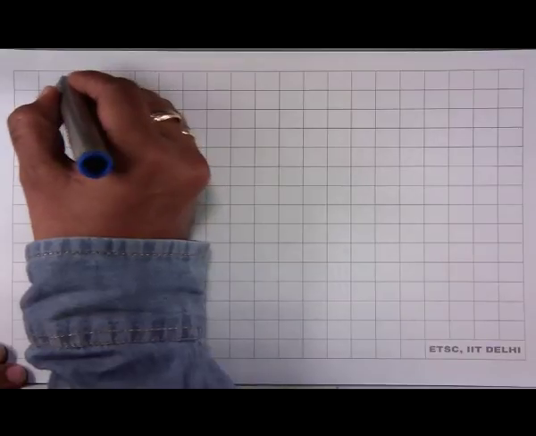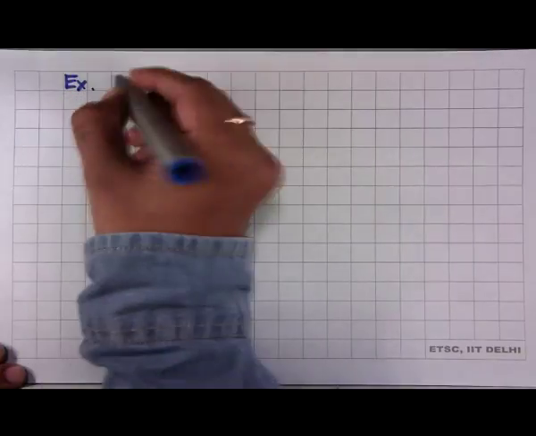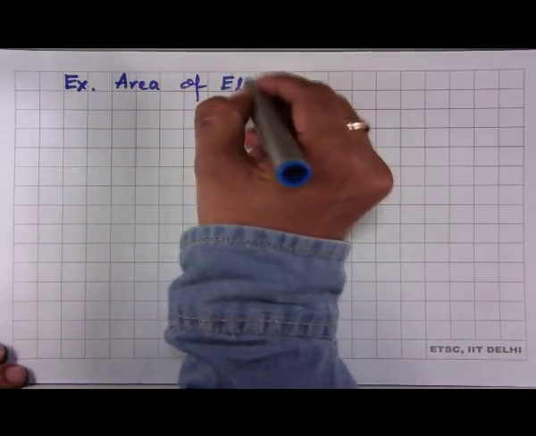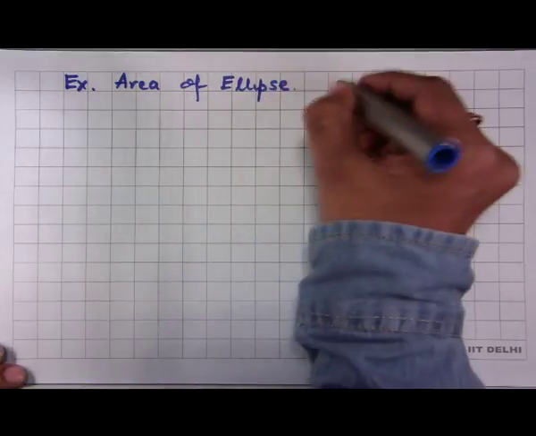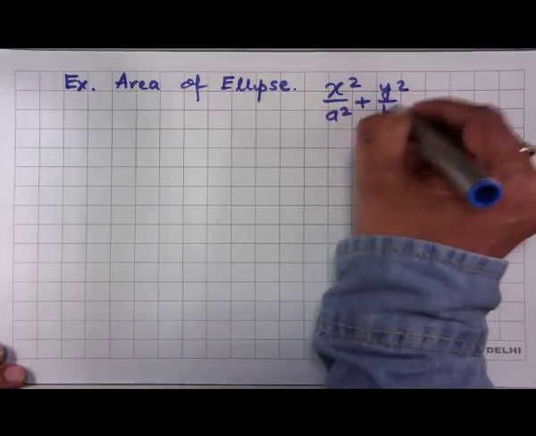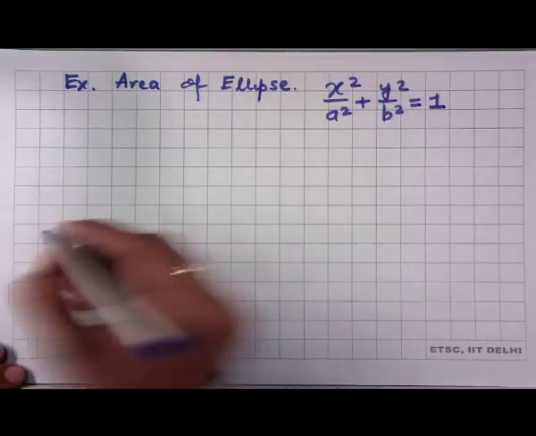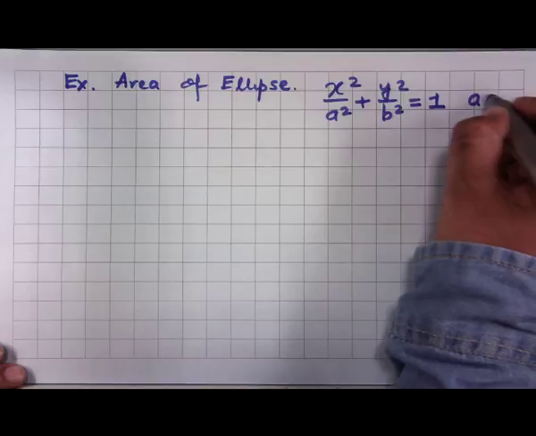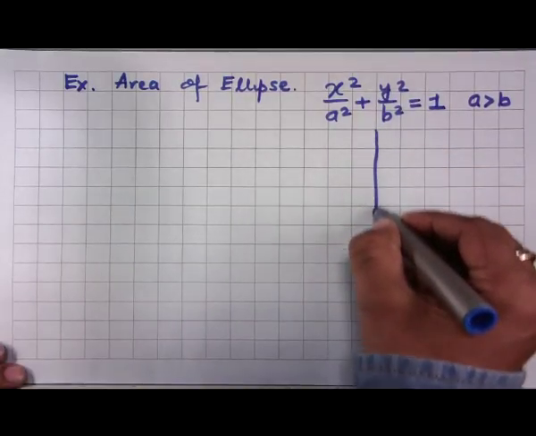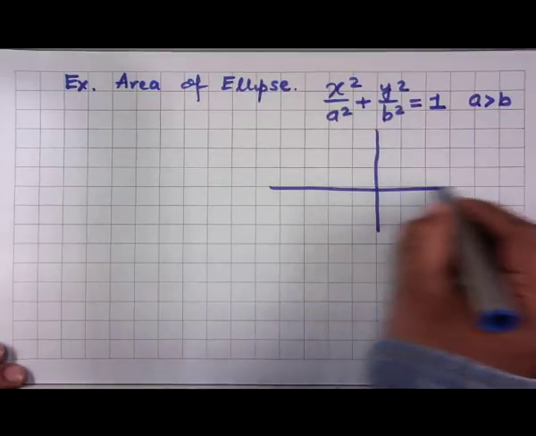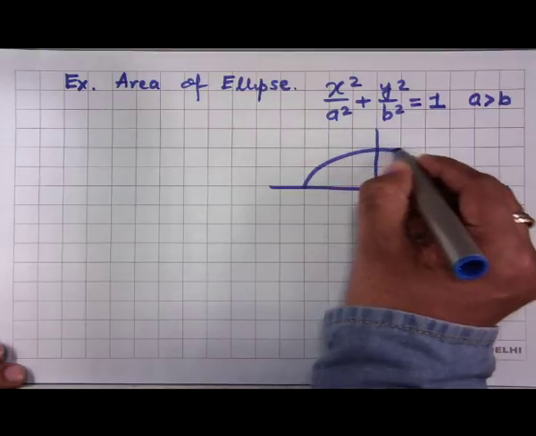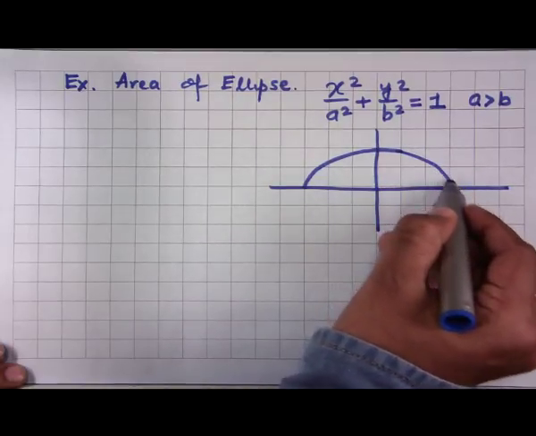Let us take one more example and find out the area of an ellipse x square by a square plus y square by b square equals 1, where a is greater than b. So this ellipse will look something like this.